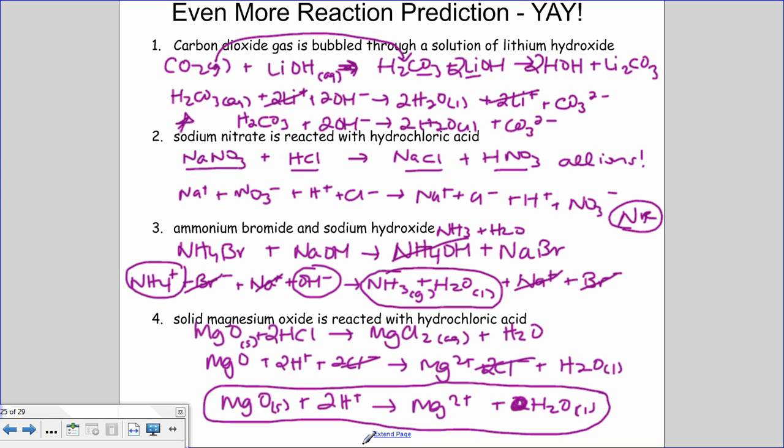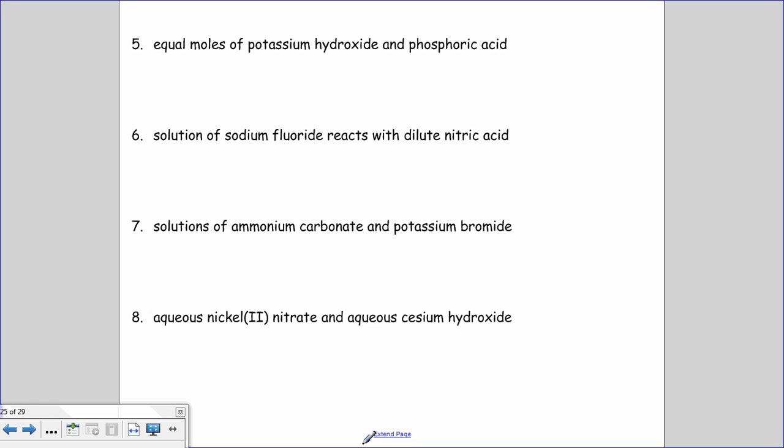Alright, so these are not too bad. It's just making sure you know some of the exceptions to the decomposition of unstable products. Next one, equal moles of potassium hydroxide and phosphoric acid. Alright, so let's start off with KOH plus H3PO4. So we have an acid and a base, then you make salt and water.